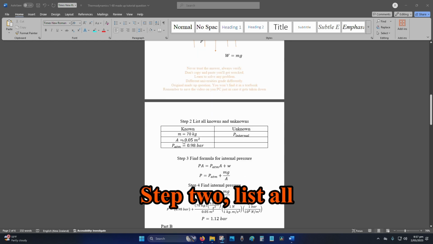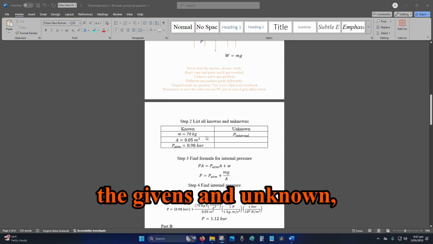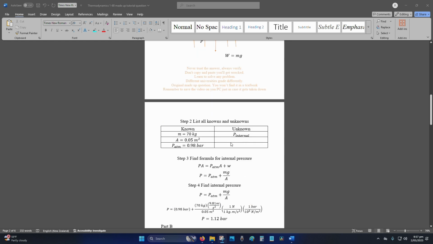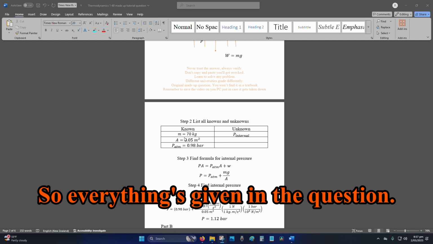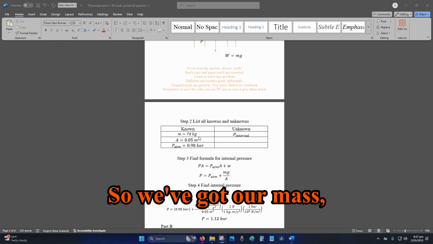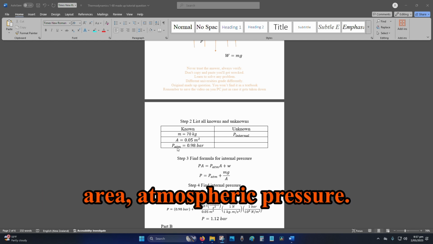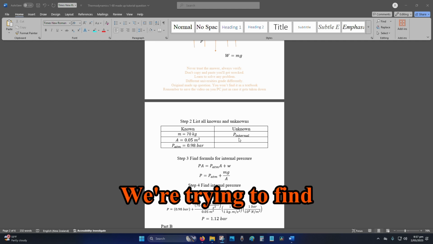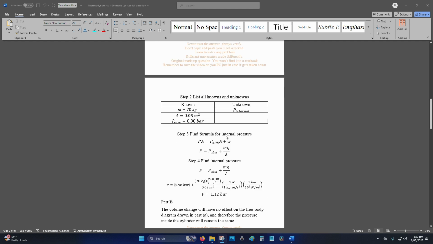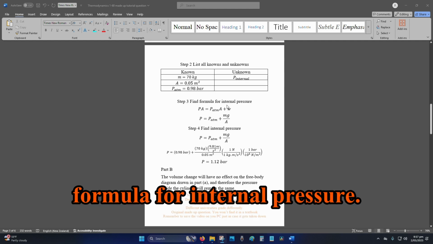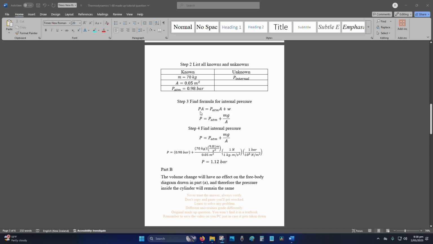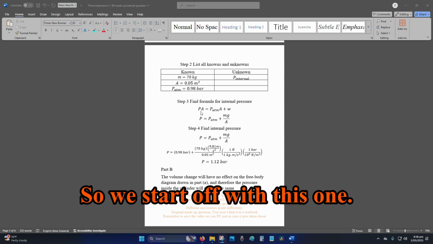Okay, step 2. List all the givens and the unknown, what you're trying to find. Everything's given in the question. So we've got our mass, area, and atmospheric pressure. We're trying to find the internal pressure. Step 3, find the formula for internal pressure. So we start off with this one.